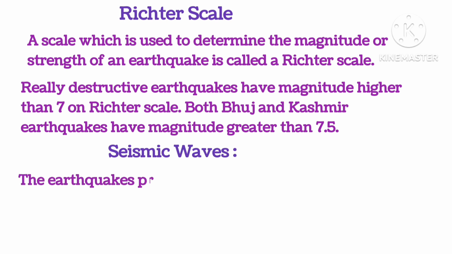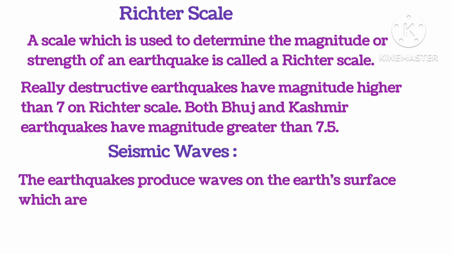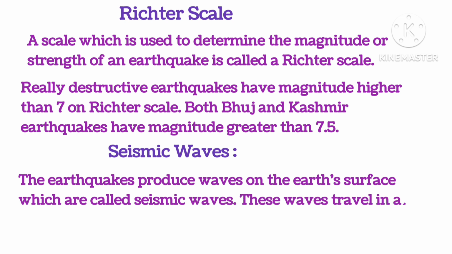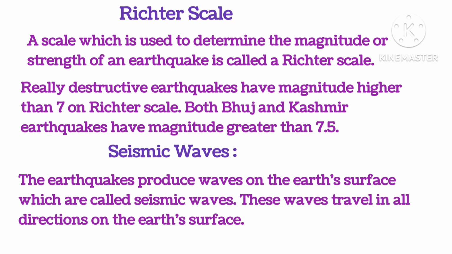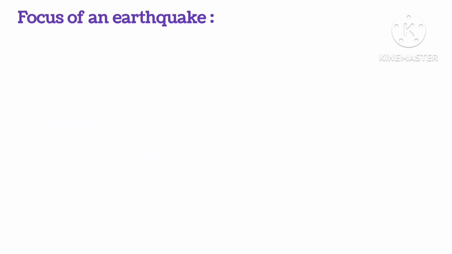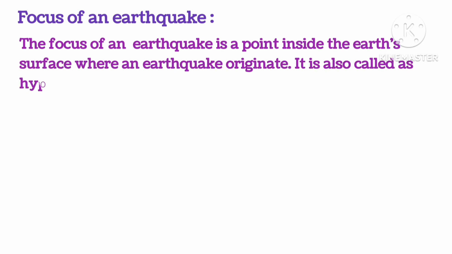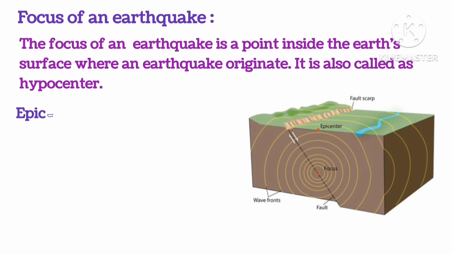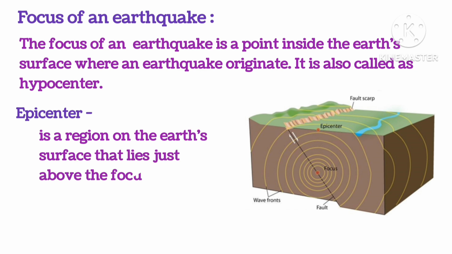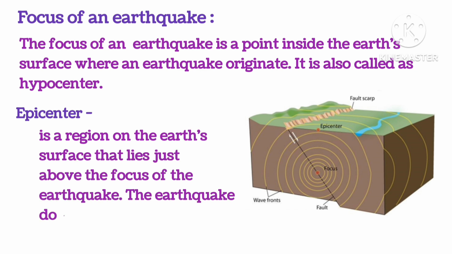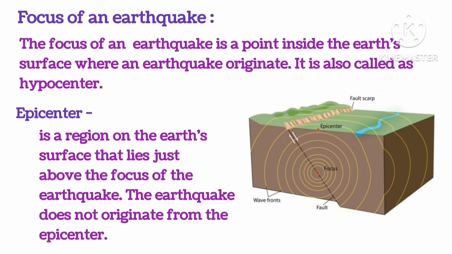Seismic waves. The earthquake produces waves on the earth's surface which are called seismic waves. These waves travel in all directions on the earth's surface. Focus of an earthquake. The focus of an earthquake is a point inside the earth where an earthquake originates. It is also called the hypocenter. Epicenter. It is the region on the earth's surface that lies just above the focus of the earthquake. The earthquake does not originate from the epicenter.